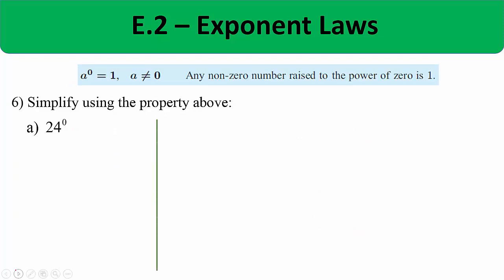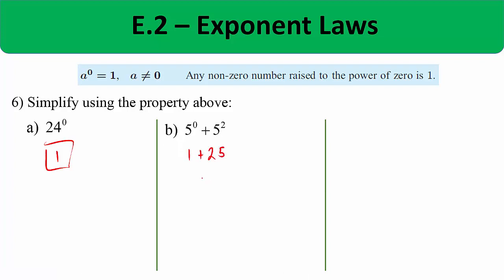Now the next exponent law is one of the more simple ones. It just says any non-zero number raised to the power of 0 is 1. So here, what is 24 to the power of 0? 1. What is 5 to the 0? 1. Plus 5 squared, we know is 25, so we get 26.